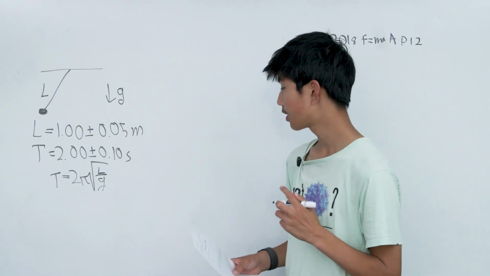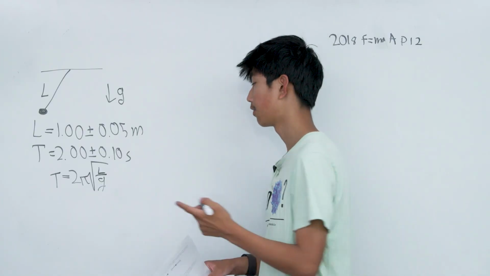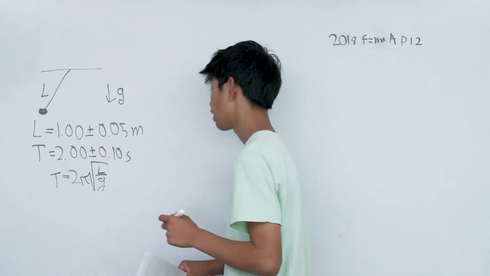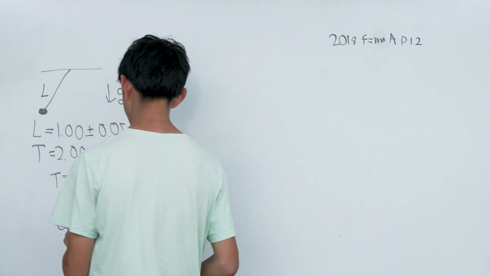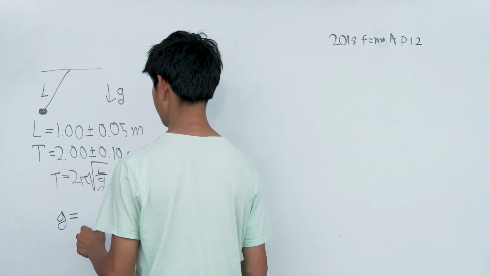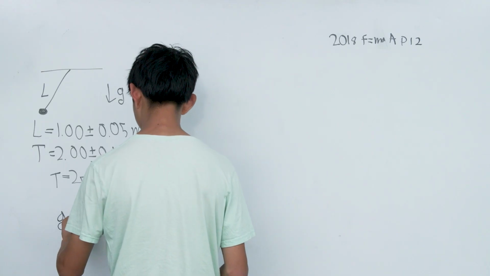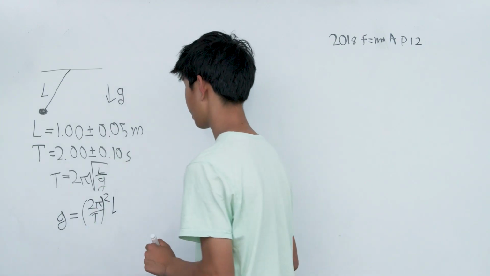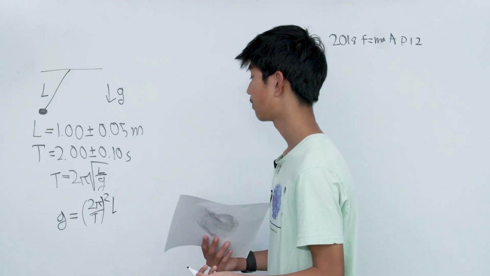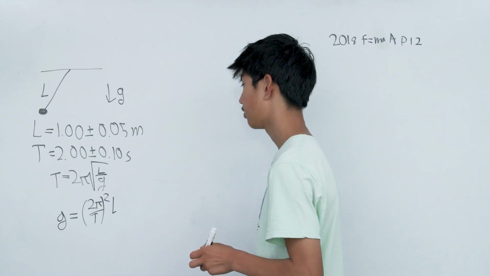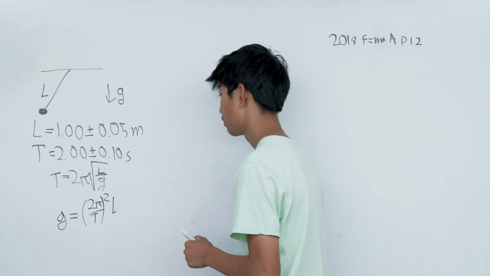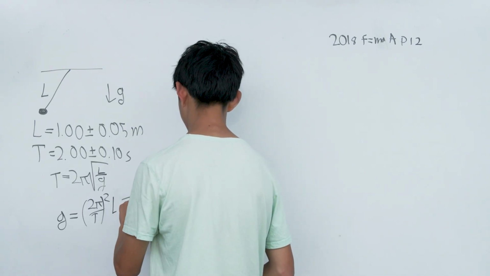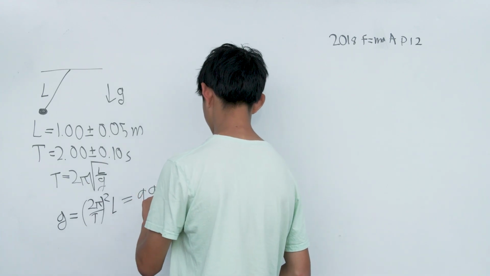So what we can do here is solve for g, the gravity component, as variables. When you square this and divide both sides by T, g is 2 pi over T squared times L. And since we have all the variables here, this is essentially going to be about 9.9 meters per second squared.